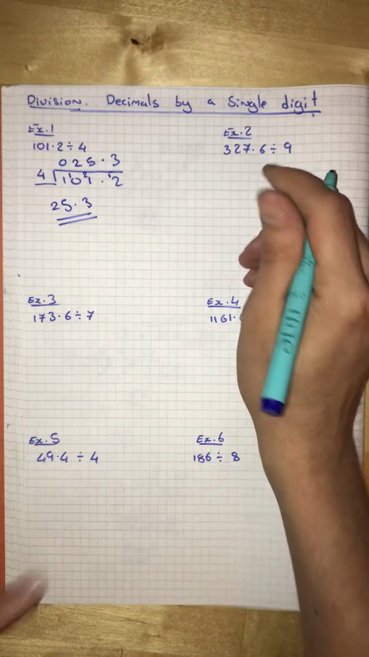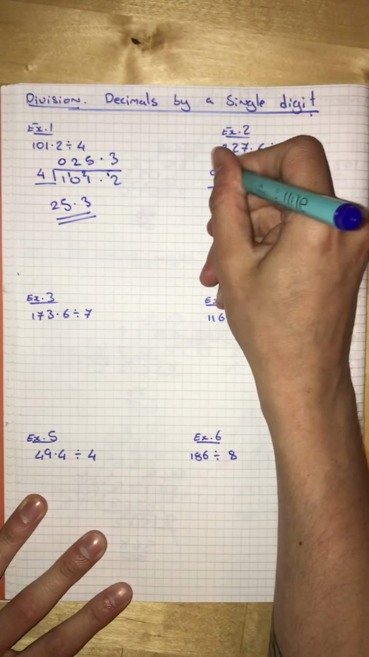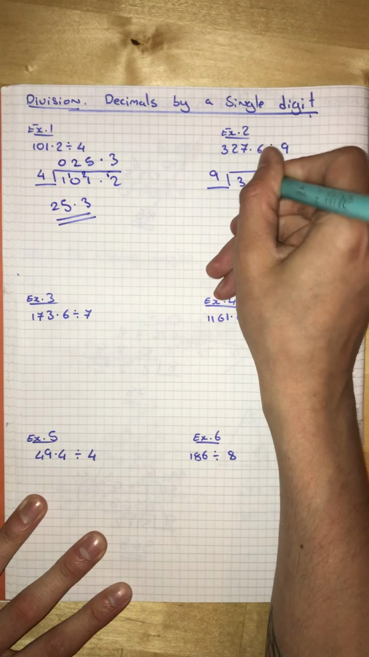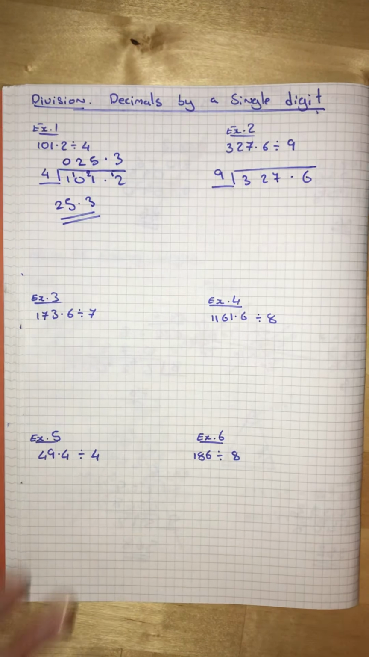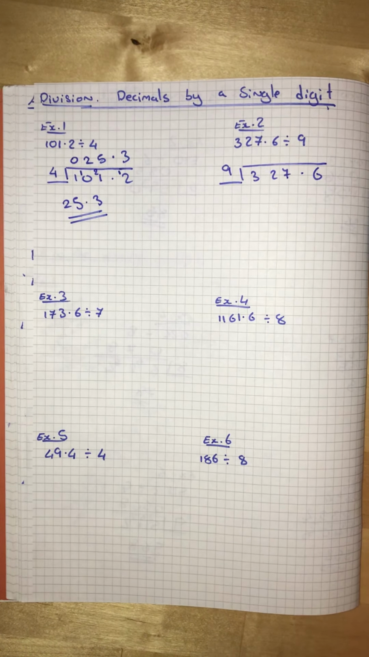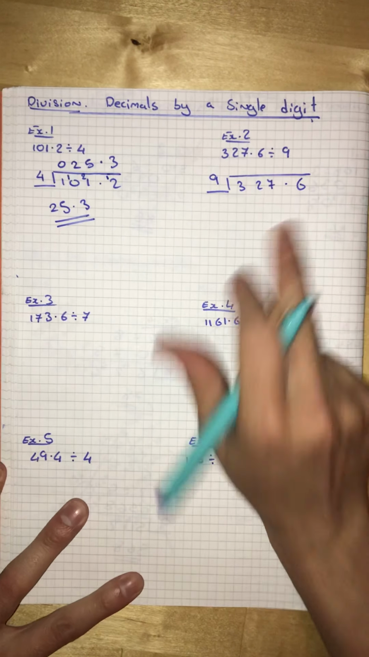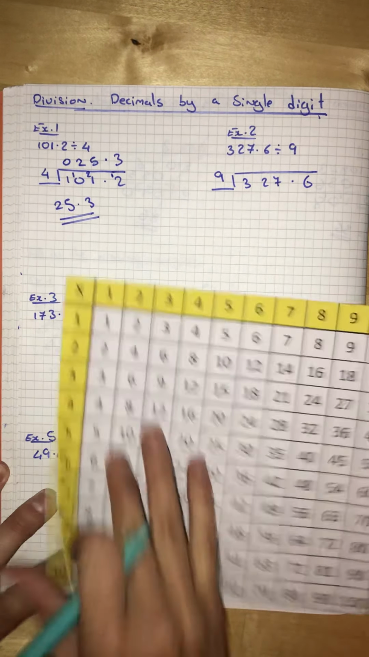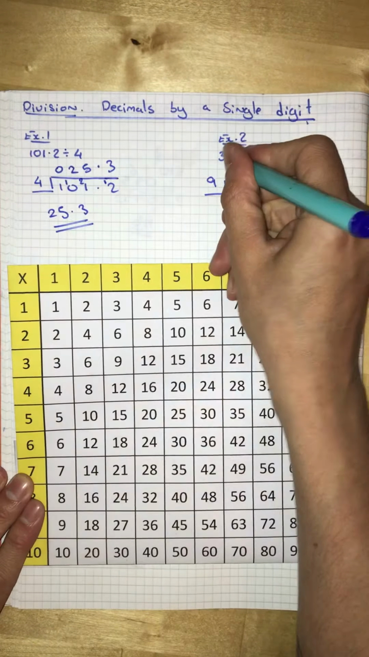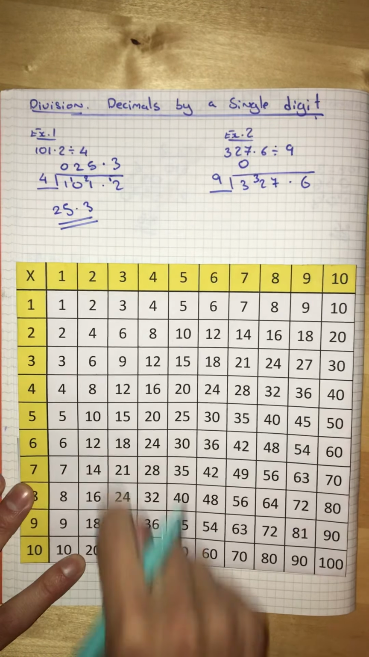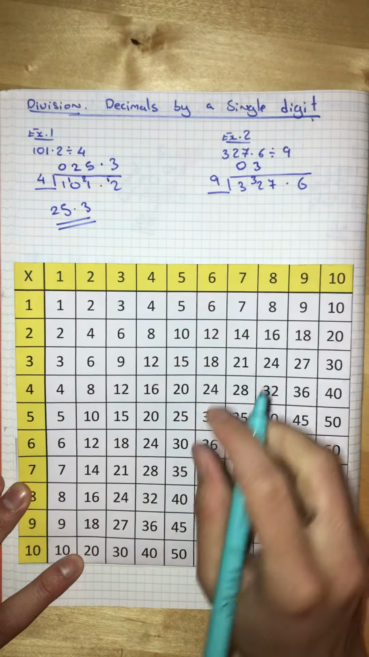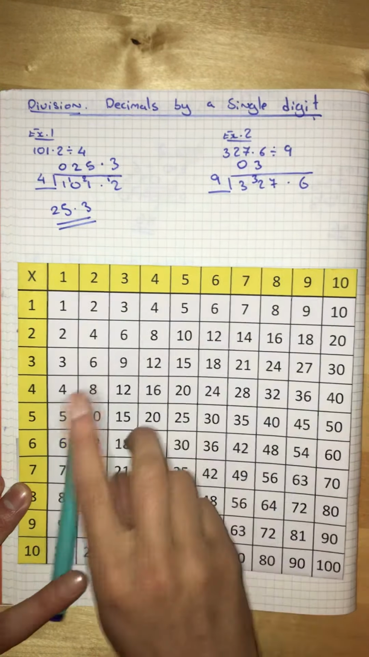Okay, so do another one. 9 into 327.6. It's divided by 9, which is a challenge, but we've got our times table square, we've got our method, we'll be fine. Can I do 9 into 3? No. 9 into 32. So we can count up. So it's 27 is closest without going over, so we're going to have 3. And then 27 up to 32, so 28, 29, 30, 31, 32. We've got a remainder of 5.